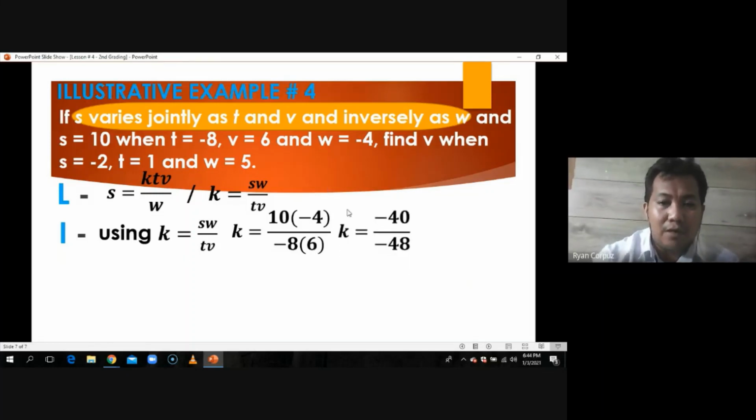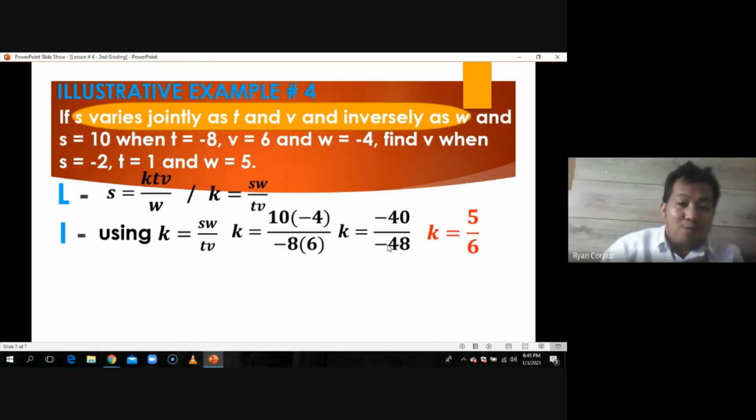But the other way is multiplying it directly first. So 10 times negative 4 is negative 40. Negative 8 times 6 is equal to negative 48. Then, reducing it into simplest form, since both of them are negative, we'll come up with a positive answer. And both 40 and 48 are divisible by 8. So 40 divided by 8 is 5, and 48 divided by 8 is 6. So that will come up with the value of K, which is equal to 5 over 6.